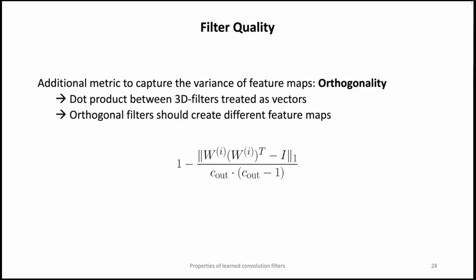So now that we have that, we have also, again, looked at filter quality. Again, we used the same metrics as we used before, but we have included one more, and that's orthogonality. With this, we try to capture how different the, not the filters are, but the feature maps that are produced by filters. And we did this by computing a dot product between filter stacks, so a 3D version of the filters, and we simply treat them as vectors. And if you measure the orthogonality and you see that two 3D filters are actually orthogonal, this should mean that they also create very different feature maps.